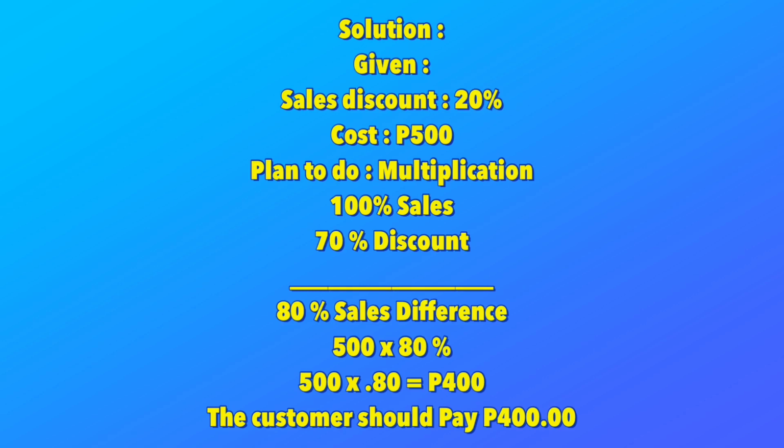Now then, we have to multiply 500, the cost, times 80%. So this 80%, if we are going to use it manually, becomes 0.80. So 500 times 0.80, then our product is 400 pesos. So the customer should pay 400 pesos. Okay.